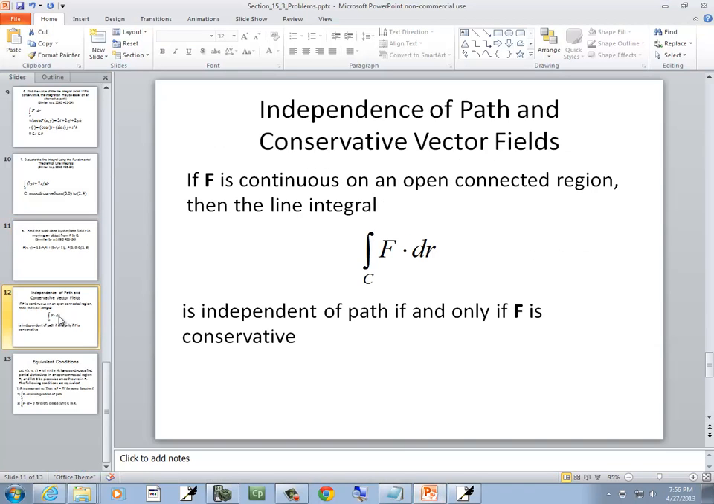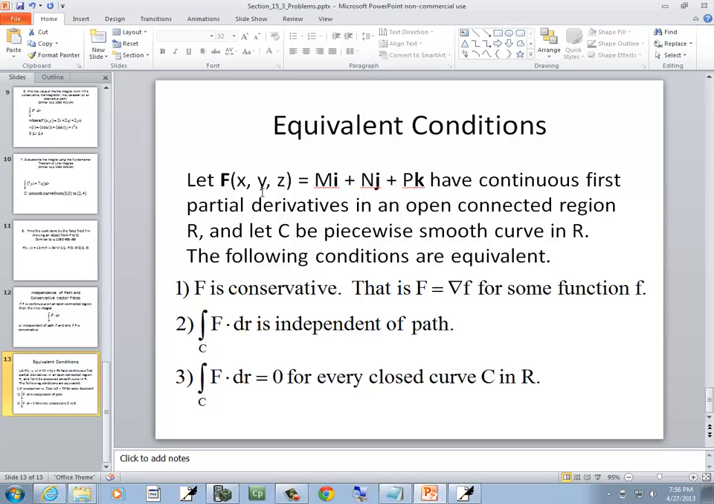Okay. Independence of path and conservative vector fields. If F is continuous on an open connected region, then the line integral is independent of the path if and only if F is conservative. So it's saying if it's conservative, then we don't have to worry, it's independent of the path. You remember how we're only concerned with the beginning point and the ending point? We don't care about anything in between. So it doesn't matter what points we're going through to get there.